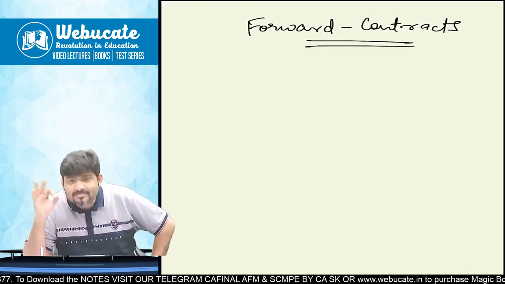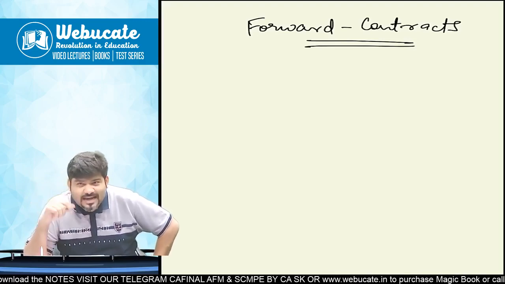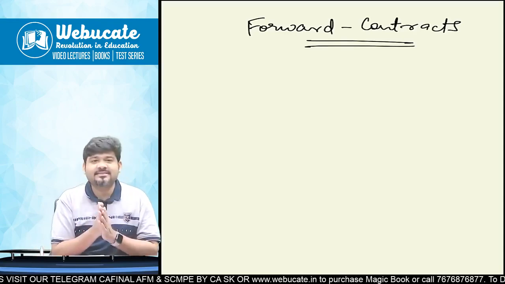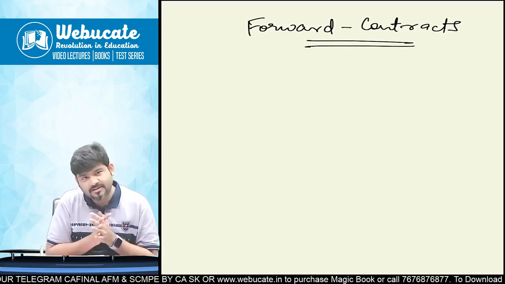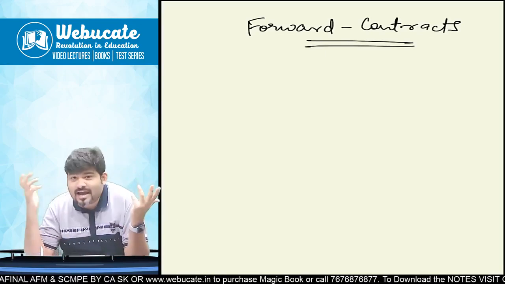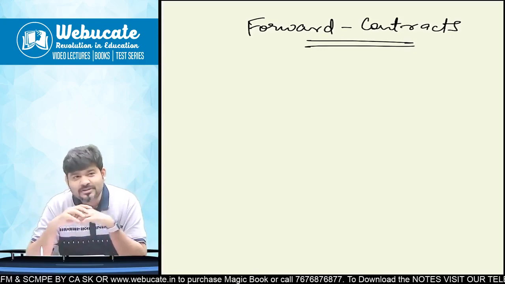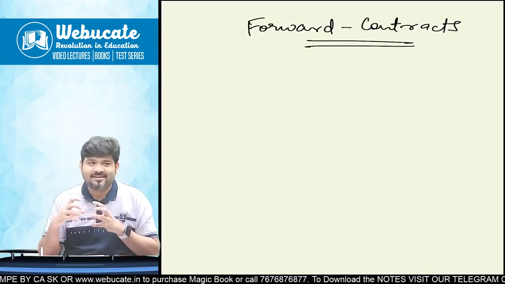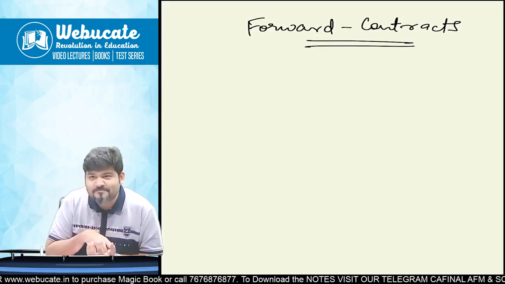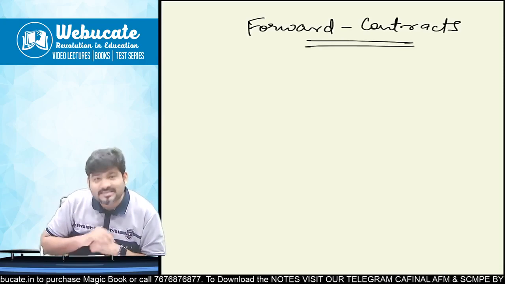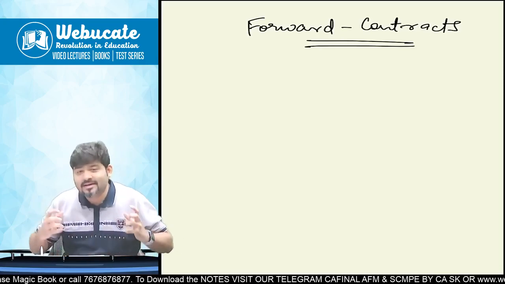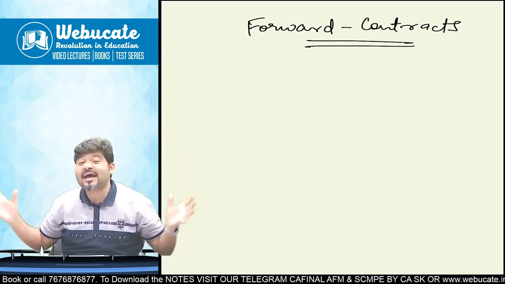The same thing happens with a forward contract as well. We enter into a forward contract thinking that yes, we will honor it at the date and price it is set. But fate may have some other plans. There may be chances that on the day of the forward contract expiry, I may not be able to execute it, I may not be able to honor it. And therefore, a variety of things can then come into the picture.